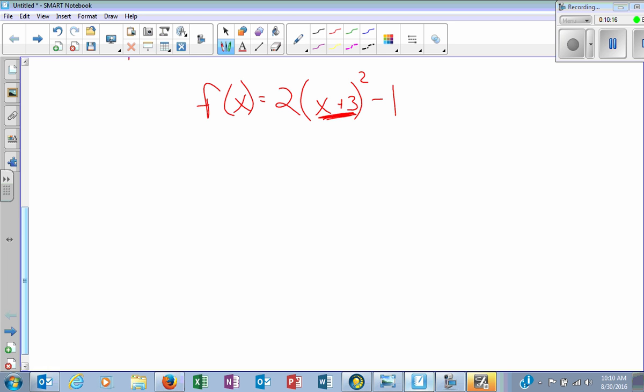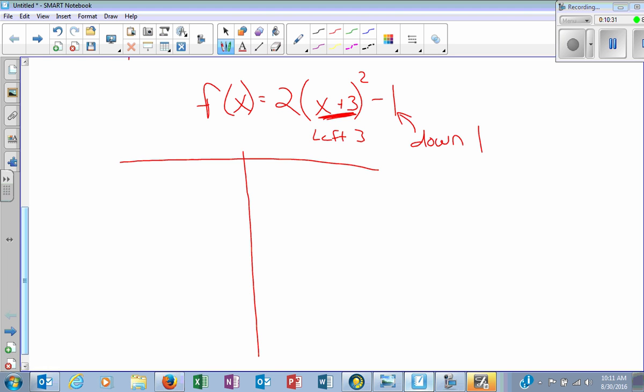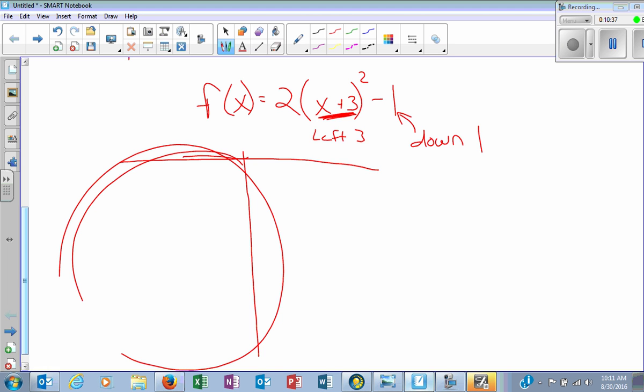What is this going to move it? Left 3. And what is this going to do? Down 1. So before I even graph this, I know what quadrant this is going to be in. I know it's going to be left and down, which puts me in this quadrant. Are you with me on that? So I can think ahead.